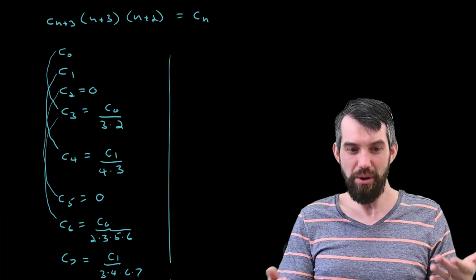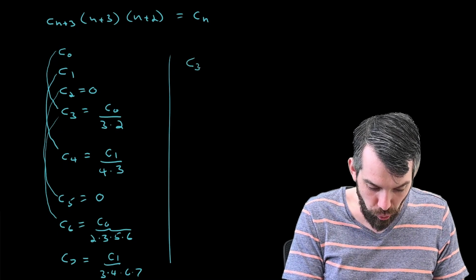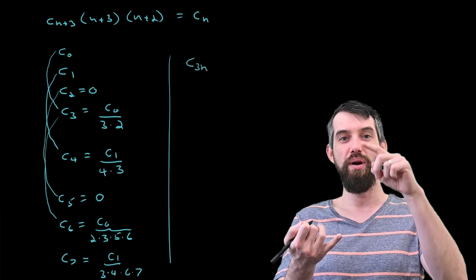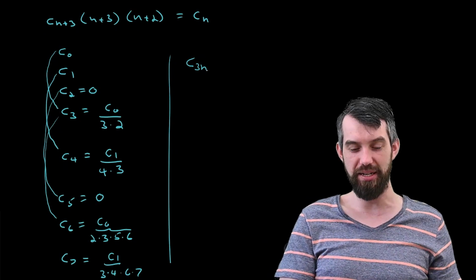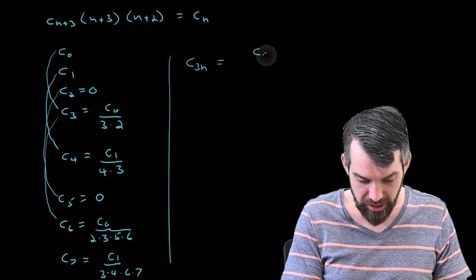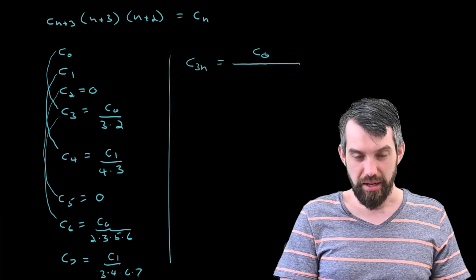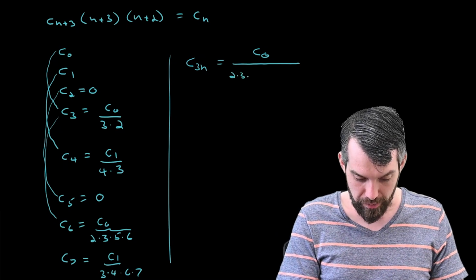So I think we can say the following. If I want to talk about C3n, so this is 0, 3, 6, 9, and so forth, all of those are the ones that are related to the C0. So the general pattern here is that it is going to be the C0, then divided out by, well, what did it look like? A 2 times 3.